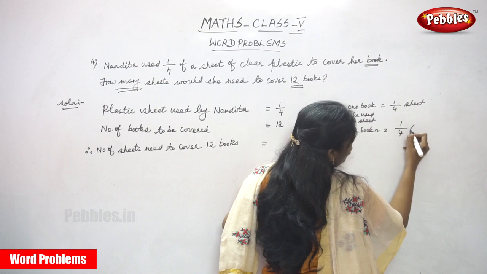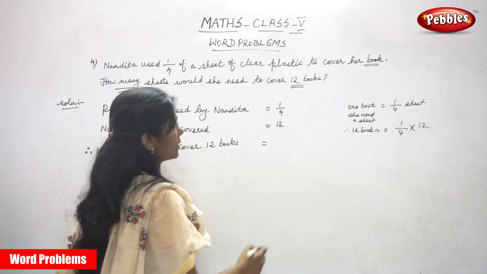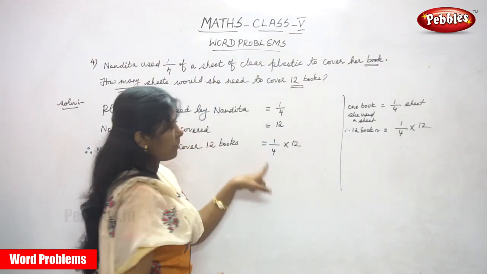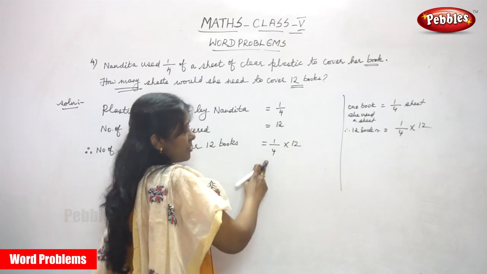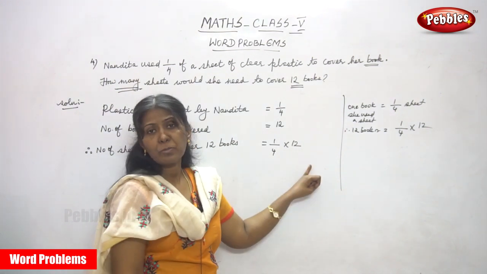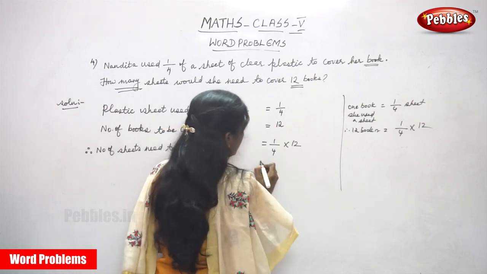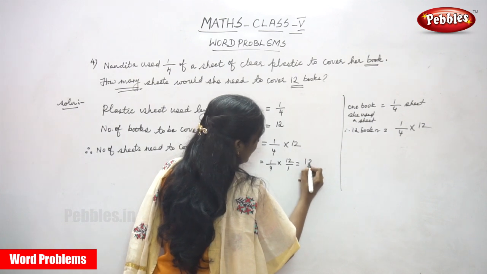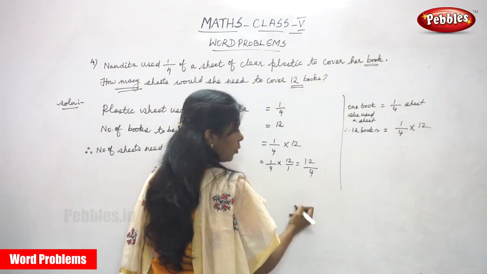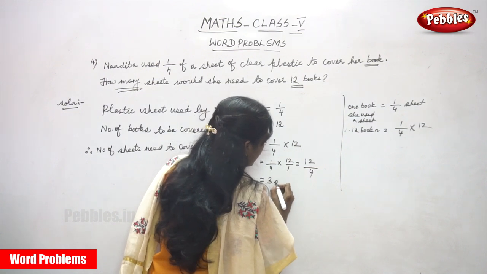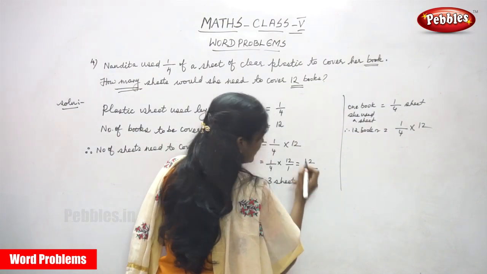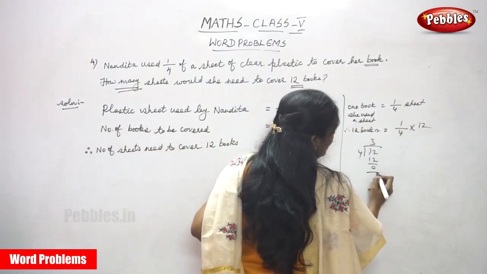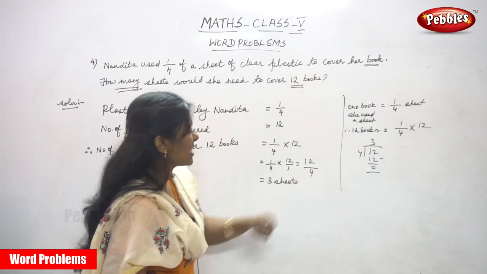So 1/4 into 12, that I am going to do on this side. 1/4, that is quarter, into 12. This is a fraction, but this is a whole number. So you have to make this whole number a fraction. So what are you going to do? 1/4 into 12/1. So you have to write 12/4. That is how many? 12/4 means 3 sheets, that is 12 divided by 4. 4 into 3 is 12, 12 minus 12 you get 0. So 3 sheets she needed.